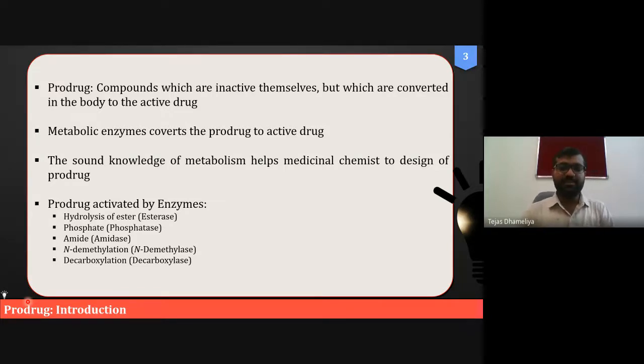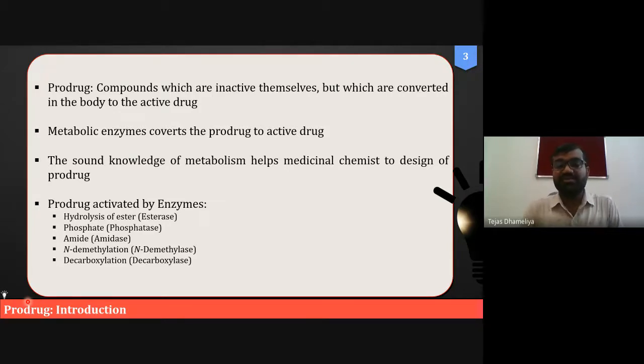And it will help to escape the metabolic pathways, first pass metabolism, enterohepatic circulation, or whatever, so that we can reduce the side effects, increase the therapeutic action, and increase the pharmacological action. So that is the main objective behind this. So what are prodrugs?